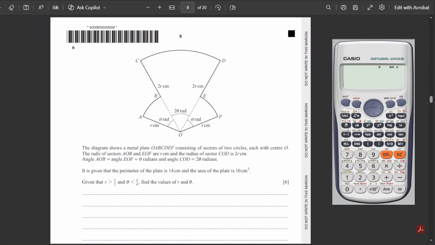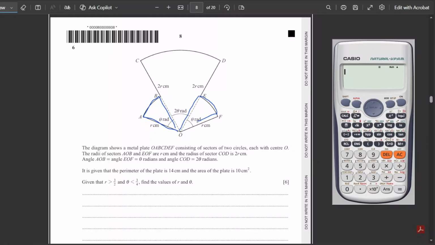Okay, so we're on to question number 6, which says the diagram shows a metal plate OABCDEF consisting of sectors of 2 circles, each with center O. The radii of sectors AOB and EOF are r centimeters. So what are sectors AOB? This guy, and EOF, this guy. They both have a radius of r centimeters.